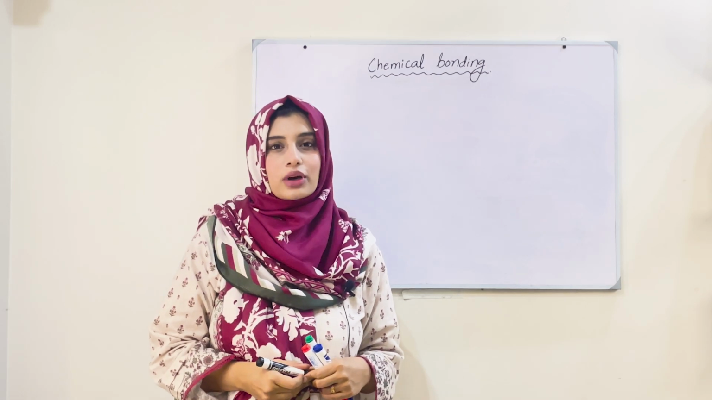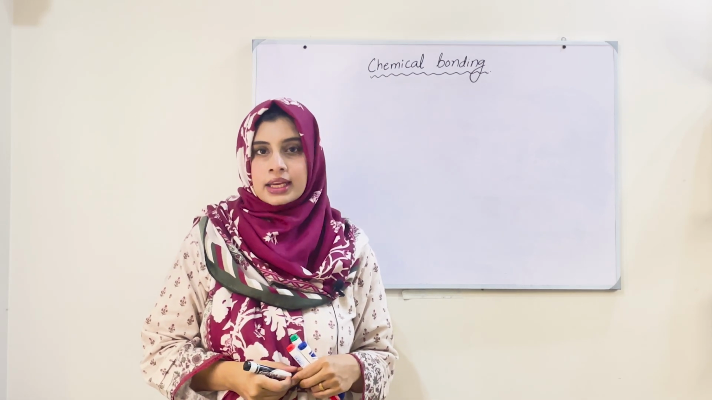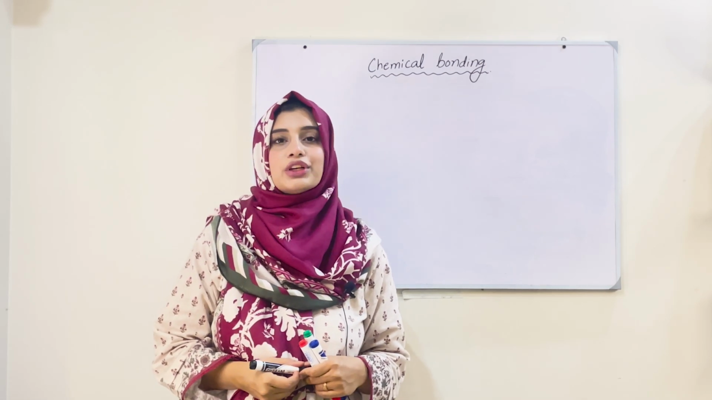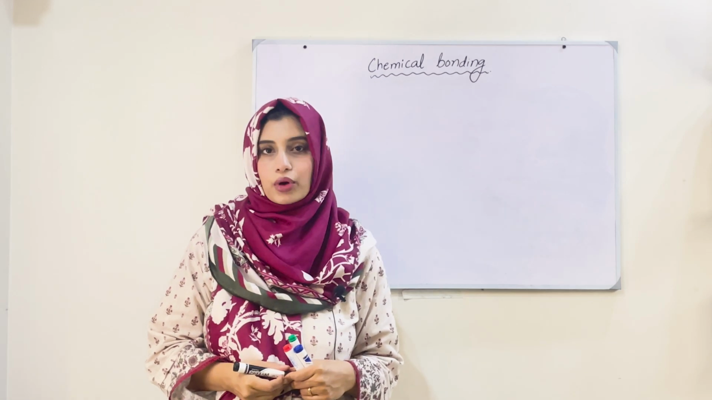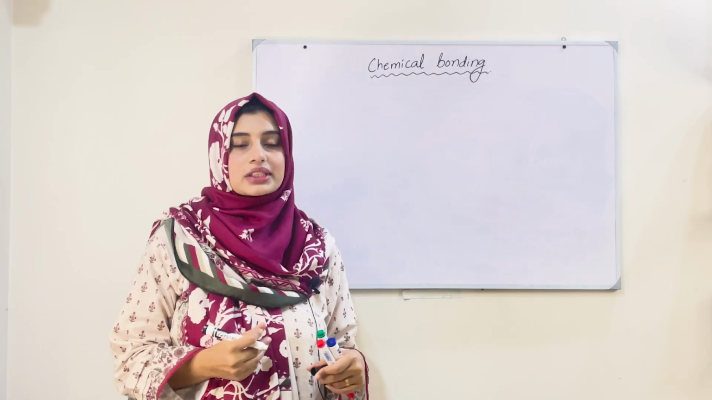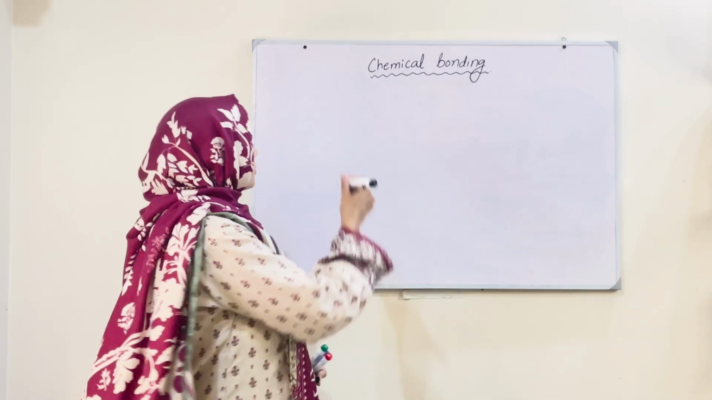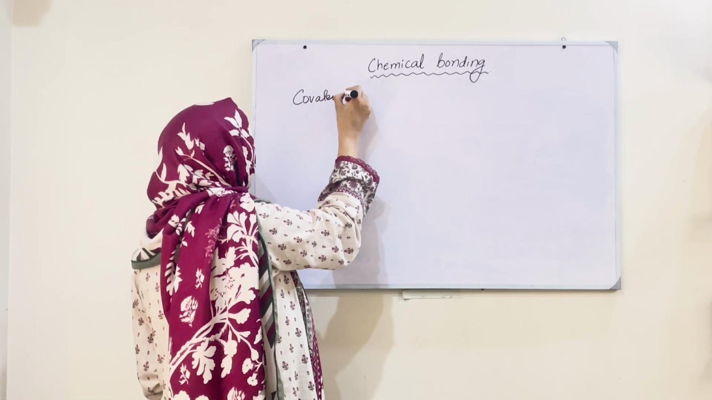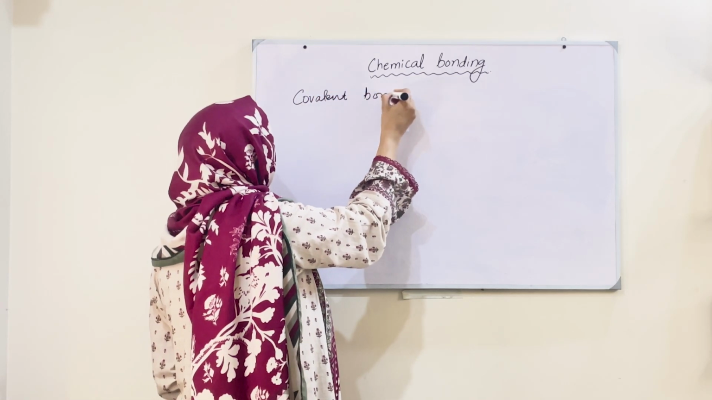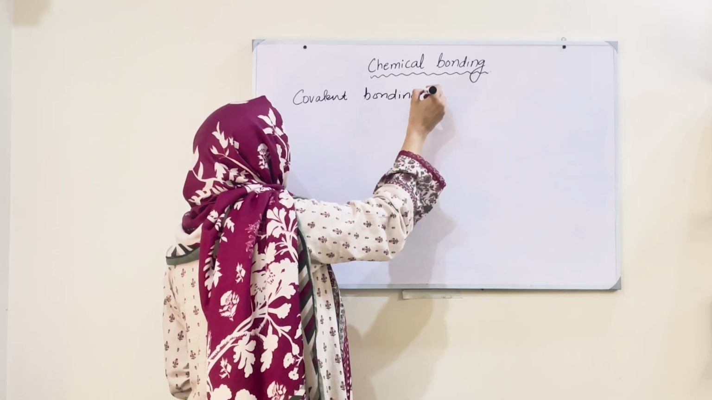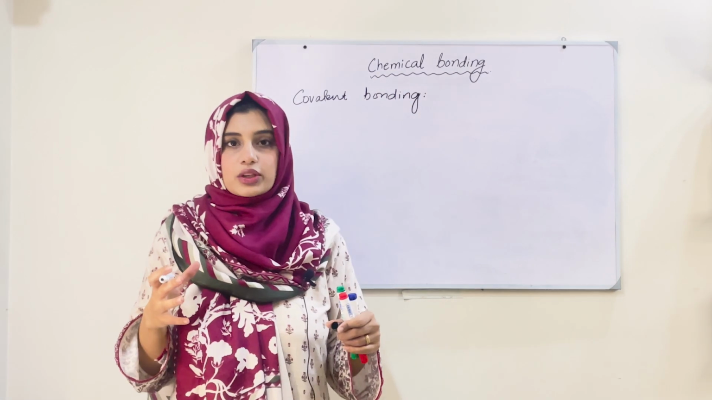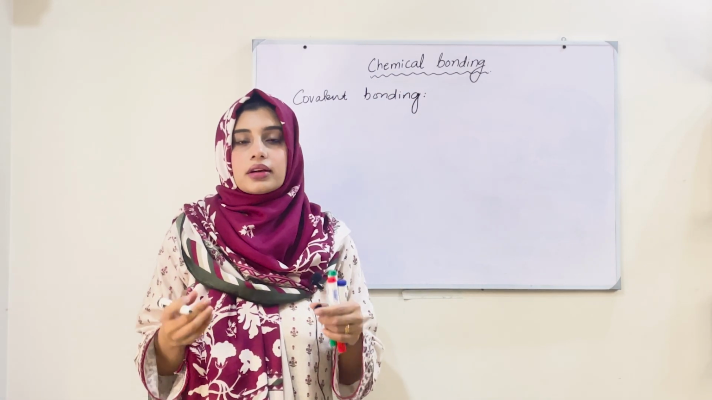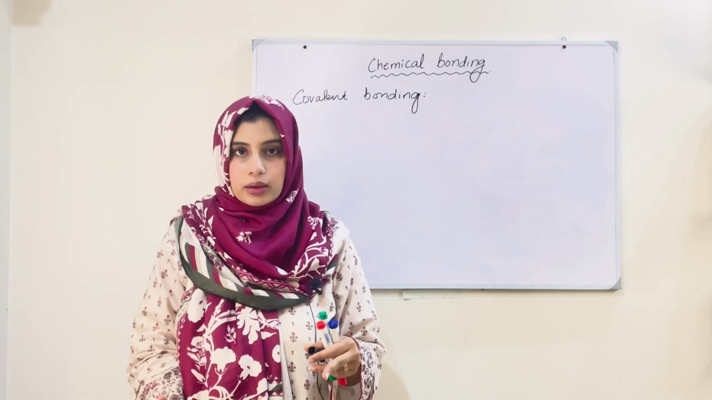In the previous video, I talked about chemical bonding and types of chemical bonding, and we discussed in detail about ionic bond. In today's video, we are going to discuss covalent bonding. Now, what is covalent bonding? I will try to compare the points of the previous video as well. I will try to compare covalent bonding with ionic bonding.